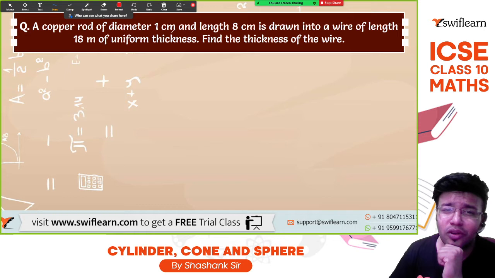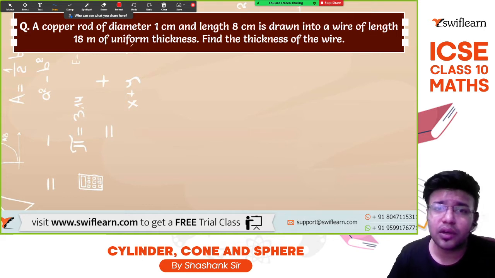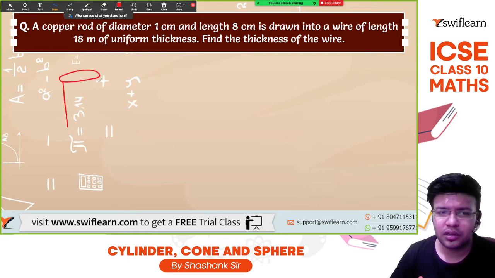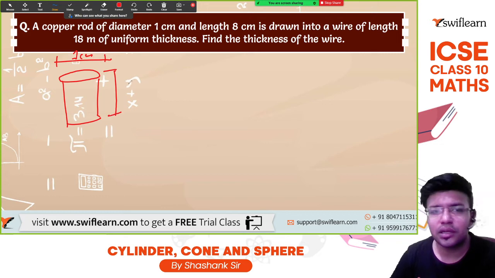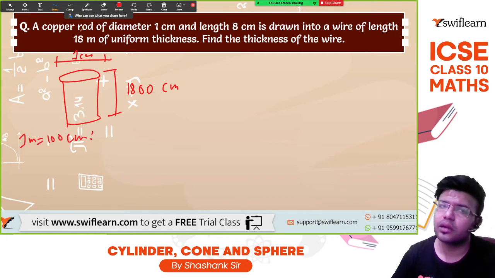A copper rod of diameter 1 centimeter and length 8 centimeter is drawn into a wire of length 18 meter of uniform thickness. Find the thickness of the wire. Okay, so there is a copper rod. What is the diameter? The diameter is 1 centimeter. The length of the wire is 18 meters. 18 meters means how much? 1800 centimeters, because 1 meter is equal to 100 centimeter. 18 into 100 is 1800 centimeter.